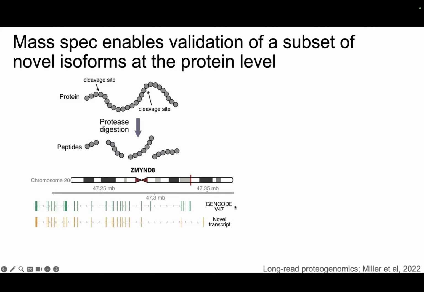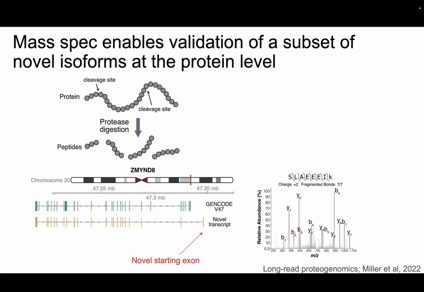On the top, we just have a collapsed version of all transcripts for this gene, ZMYND8. And then on the bottom, we have a novel transcript in this gene with a novel starting exon, and that actually codes for a new protein. So we have this novel starting exon. And so we can go looking at our mass spec data.